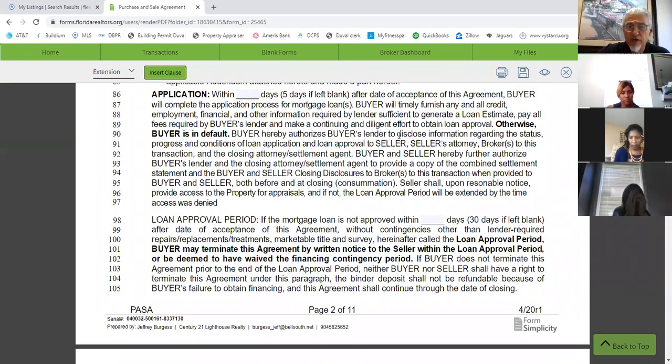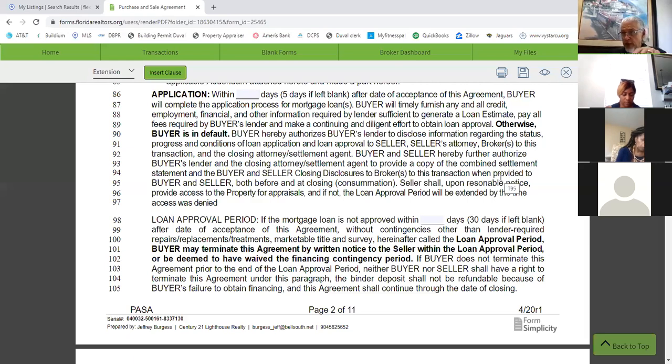Buyer here authorizes the lender to disclose the information regardless of status, progress, and condition of the loan to seller's attorney, brokers to this transaction, both brokers. Okay. For the terms of this contract, you are brokers. They can disclose to you, they can disclose to me, because you're part of the broker. And also they can disclose to the closing attorney, settlement agent, and provide copies of combined settlement statements for the buyer and the seller to the closing disclosures to the broker and to this transaction.